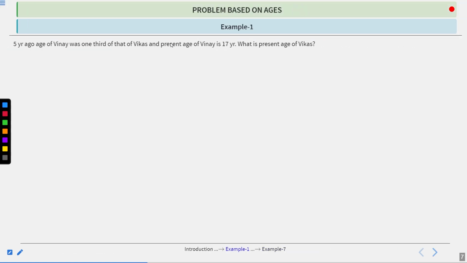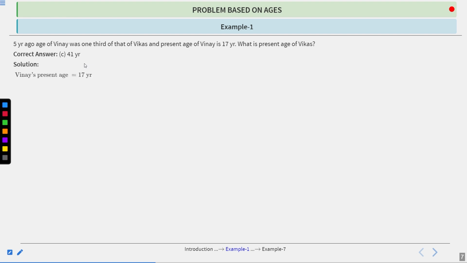So we need to understand the question. The question says that 5 years ago, Vinay's age was 1/3 of the age of Vikas, and the present age of Vinay is 17. So Vinay's present age is given, and it is given that Vinay's age 5 years ago was 1/3 of the age of Vikas. So the correct answer of this question is 41.